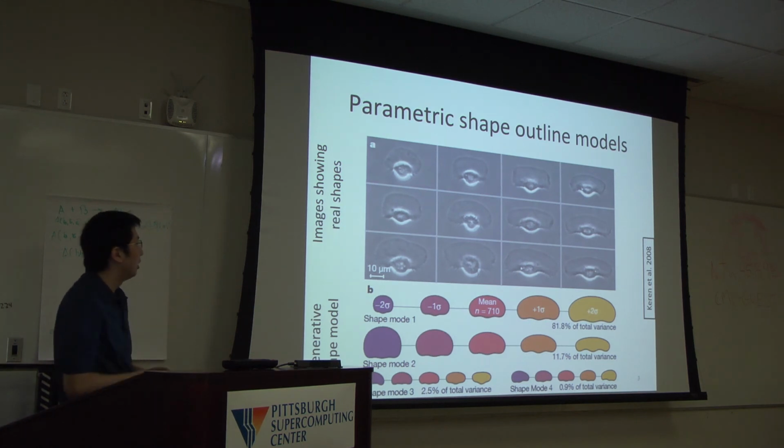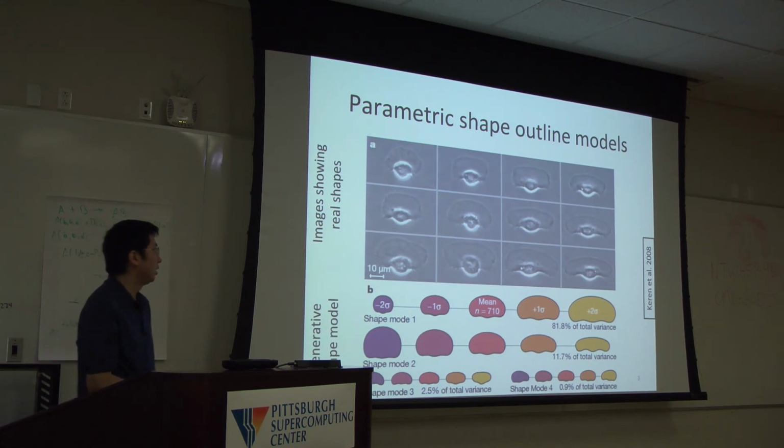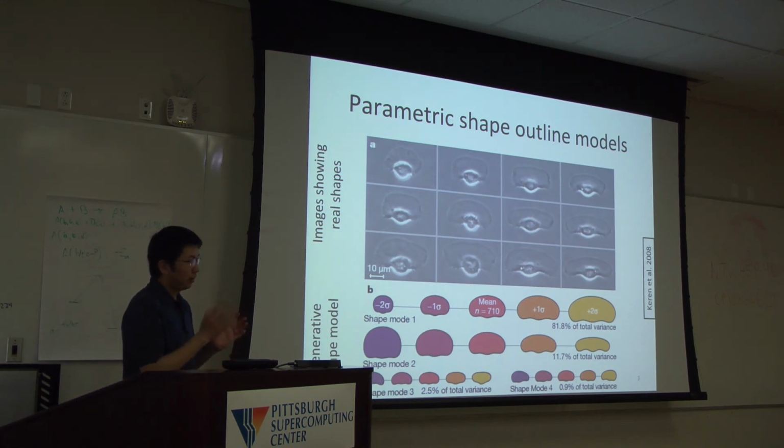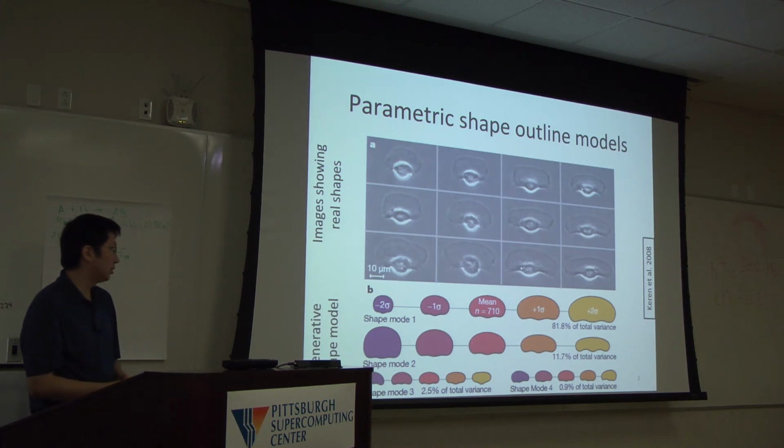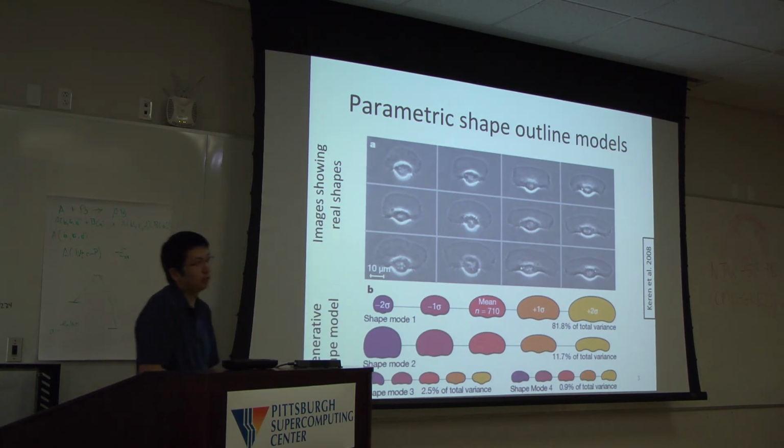So here are some images of cells. We can extract the boundary of the cells, and then we use the x, y coordinates of the boundary as features, and we can perform principal component analysis. The later panel shows the results of the principal components. We can see the first mode captures most of the variance, and the second mode captures the next largest variance. So these two modes capture more than 90% of the variance of the shapes.